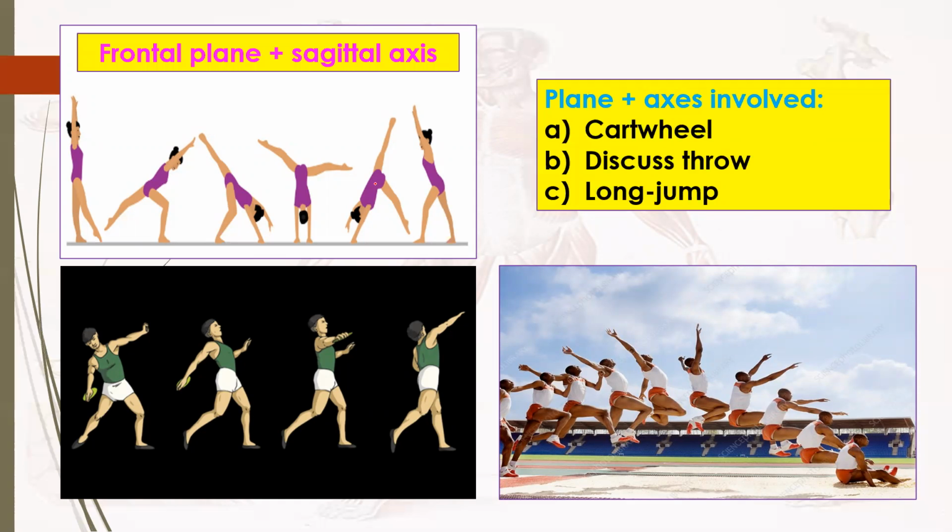Okay, so for the cartwheel, frontal plane and sagittal axes. And remember what I said in the last lesson, what's the first thing that you need to do whenever you're given a question on planes and axes? Always look at the direction of the movement to start with. So the direction of the movement in a cartwheel is a sideways movement. Sideways movement is the second of the pairs.